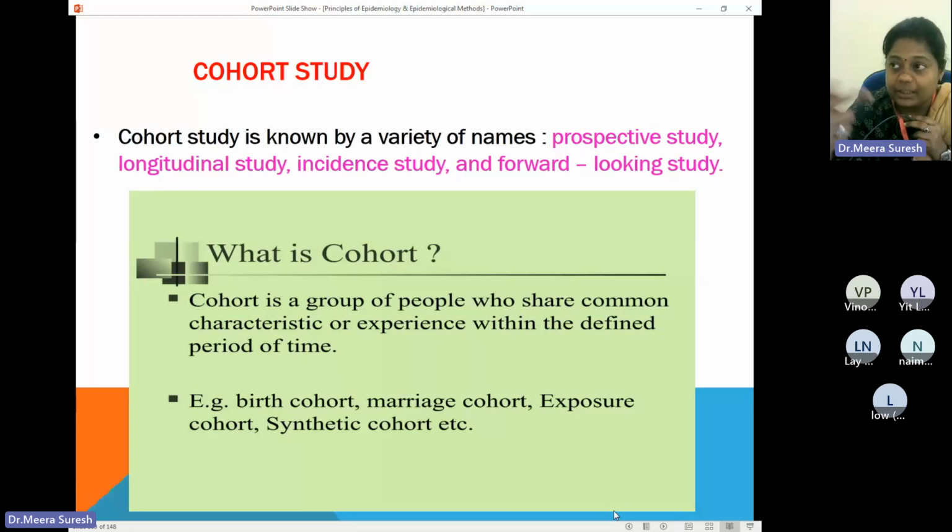And the cohort study is a prospective or forward-looking study, because now you are going to select a group of people who will have some common characteristic, and we call them a cohort. That is the scientific term used to denote them. And then you're going to watch what is happening with them. So you're going to look forward, and hence it is called a prospective study or forward-looking study.